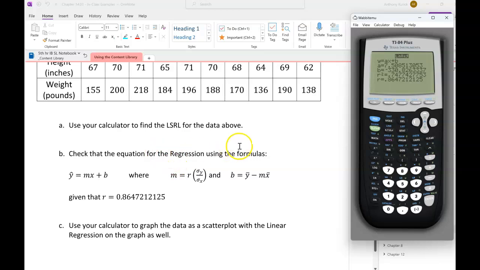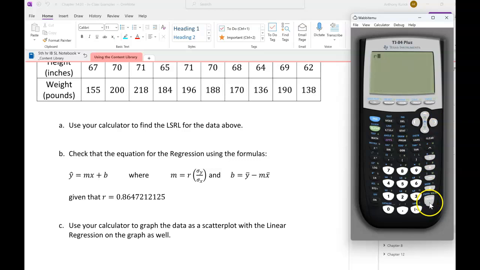Check the equation for the regression using the following formulas. Okay, so here's what I would do. I would do STAT, CALC, 2-Var Stats, L1 and L2. And now I'm going to do r, so I'll go VARS, statistics, and I think, let's see, where is that at? Not in that one. There, that's it.